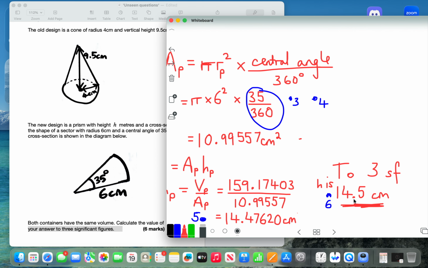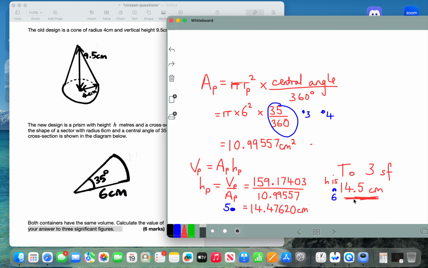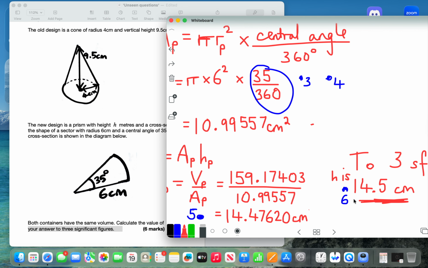I know this one was a challenging question, but this would be one of the hardest questions I would hope to think in the exam.